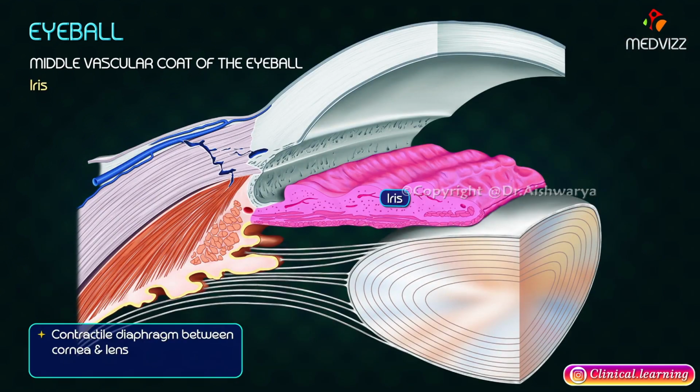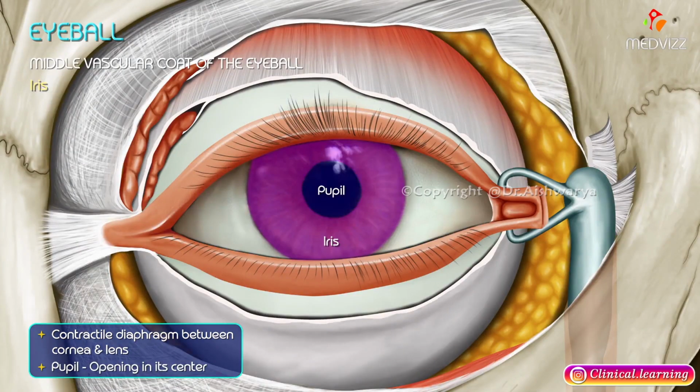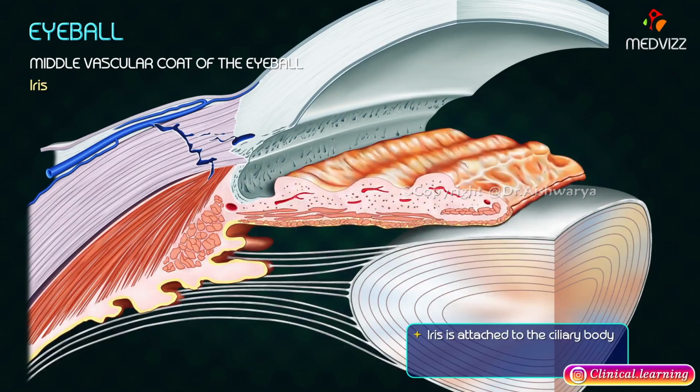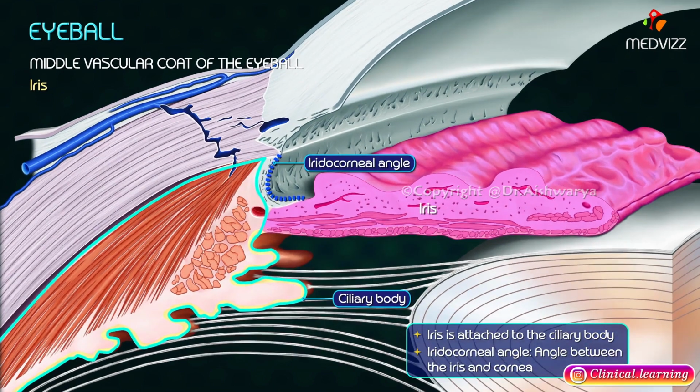Iris. The iris is a contractile diaphragm between the cornea and the lens. An opening in its center is called the pupil. The iris is attached at its periphery to the middle of the anterior surface of the ciliary body. Peripheral to this attachment, the ciliary body and narrow rim of sclera form the iridocorneal angle.